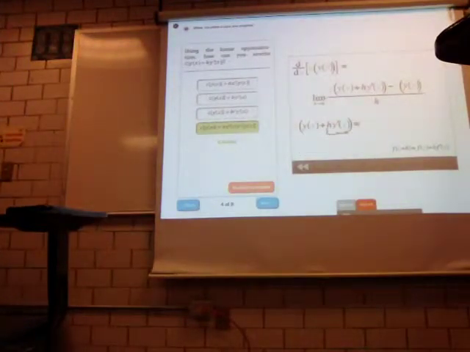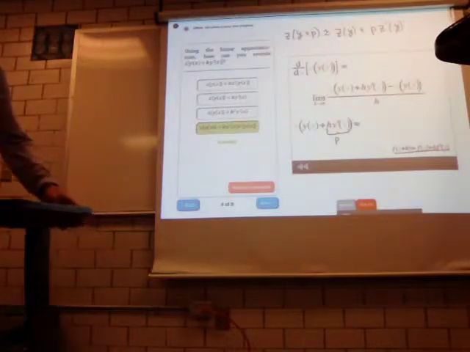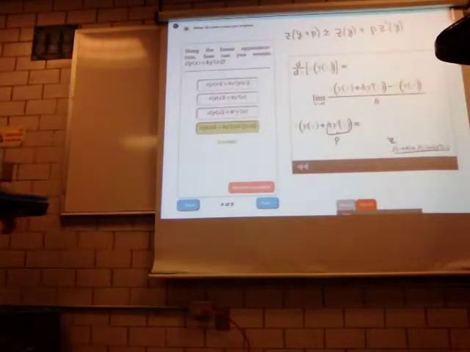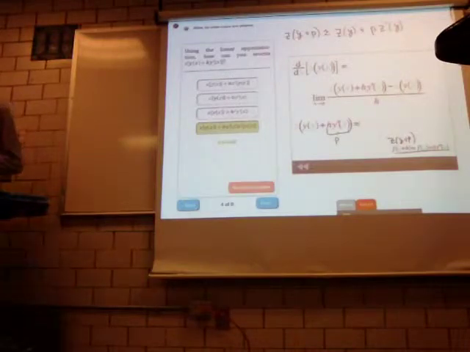If we call this second term here P, then we're trying to find an approximation for Z of Y plus P. And that's approximately equal to Z of Y plus P times Z prime of Y. That's using this formula down here, and here we have Z of Y plus P instead of F of A plus H.